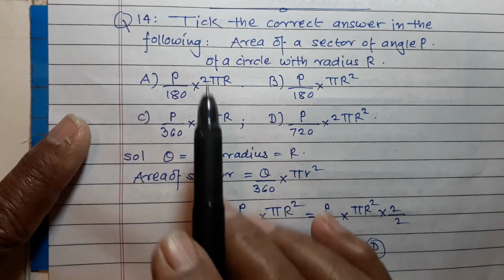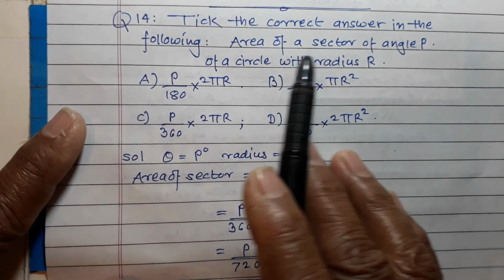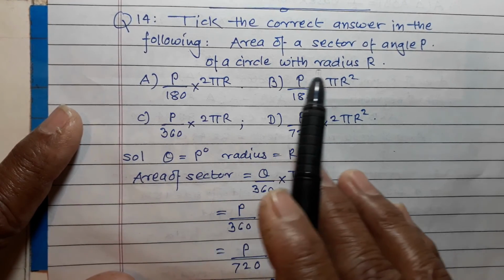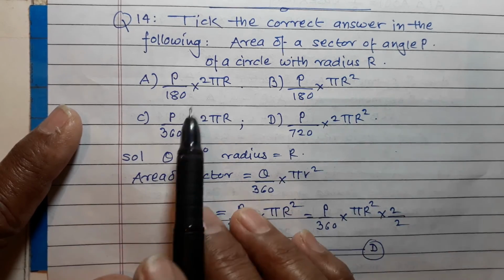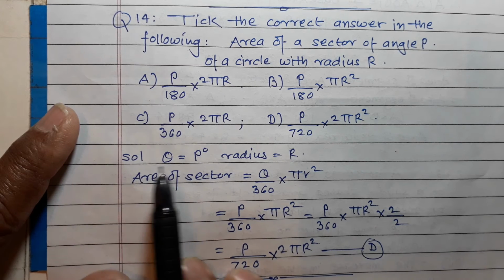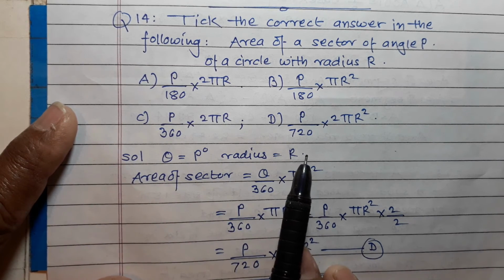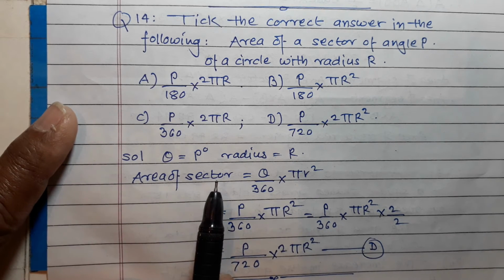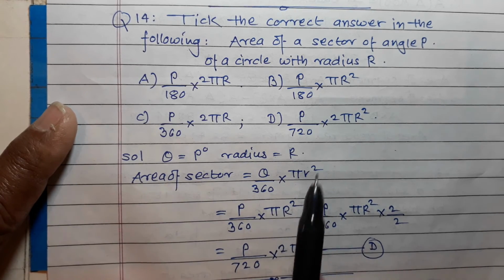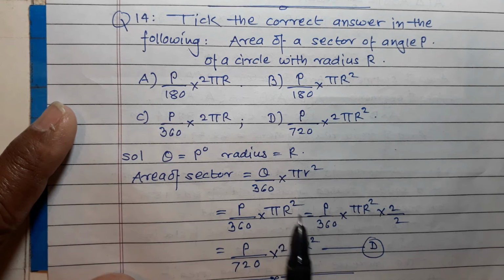Question number 14. Choose the correct answer in the following. Area of sector of angle P of a circle with radius R. Now these are the 4 options given. Solution: theta is equal to P degree, radius is equal to R, and therefore area of sector is equal to theta upon 360 into pi r square, which is P upon 360 into pi r square.